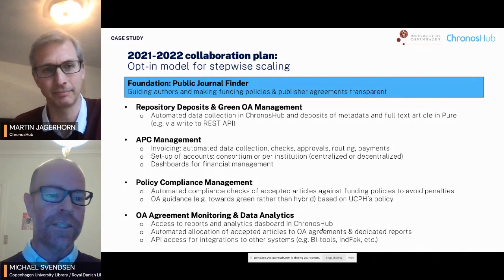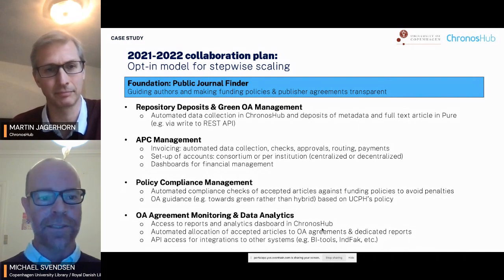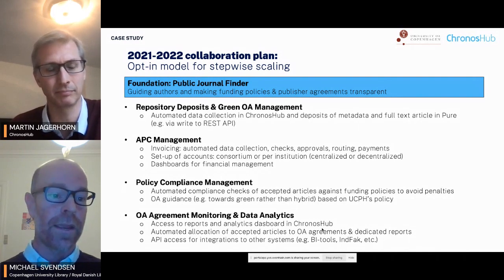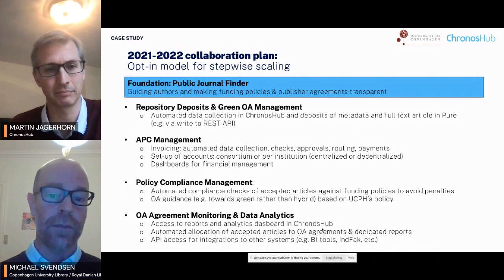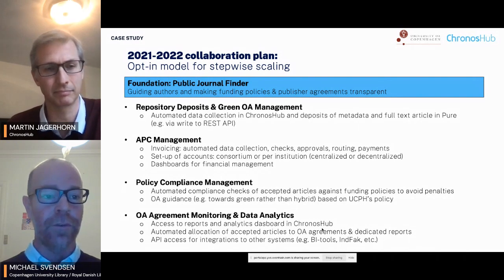So the APC management currently is still taking place in research groups, is still taking place by controllers at different faculties and departments. But I think from a national perspective, on the big deals we make and the transformative deals we might make in the future, I think Chronosub could become an essential tool for getting that kind of APC management data as well.